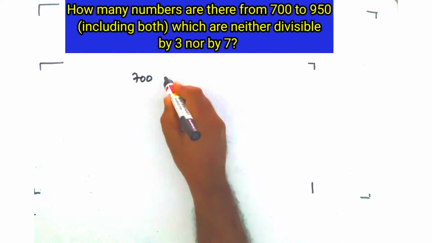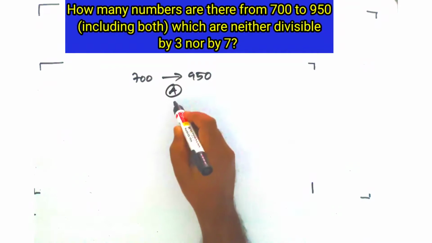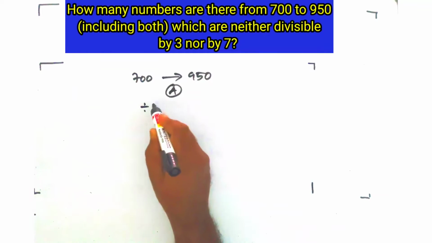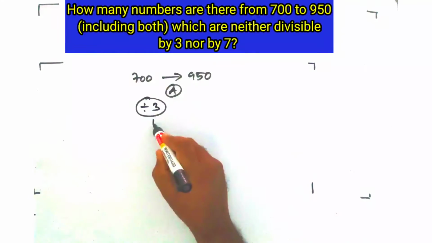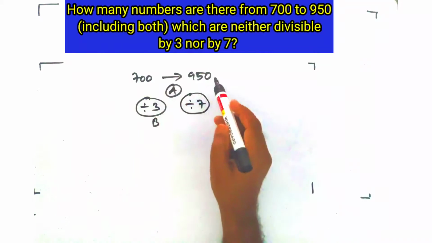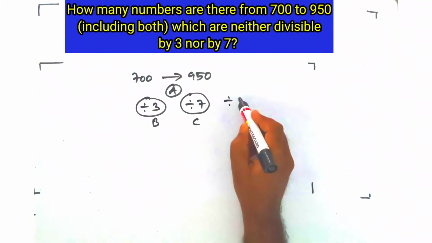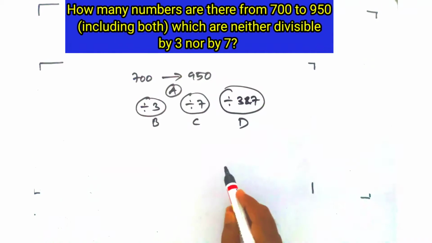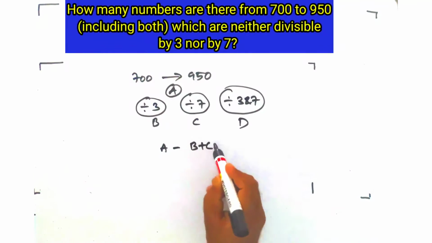First we have to find out how many numbers are there from 700 to 950. Let it be A. There are A numbers from 700 to 950. Then we find the numbers from 700 to 950 which are divisible by 3. Let it be B. And numbers which are divisible by 7 from 700 to 950, let it be C. And the numbers which are divisible by both 3 and 7 from 700 to 950, it is D. So the answer will be A minus B plus C minus D.